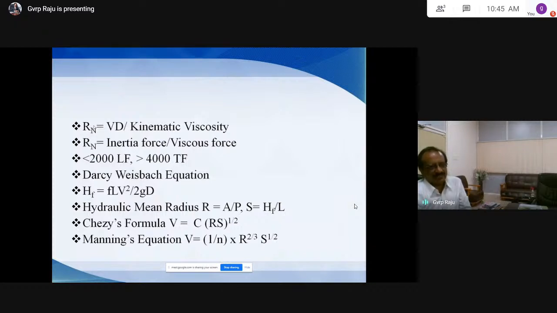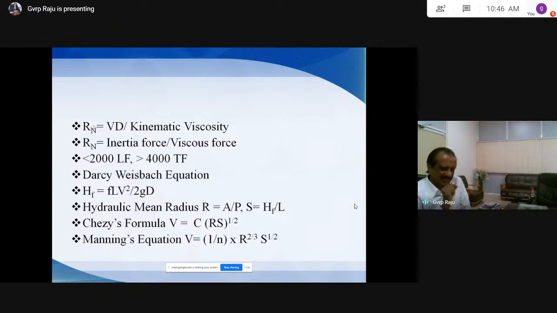So less than 2000 is laminar flow and more than 4000 is turbulent flow. Between 2000 to 4000 it is transition flow. When the Reynolds number is less than 2000 it is laminar flow, when it is more than 4000 we can say it is turbulent flow, and in between 2000 to 4000 it is a transition state. There is one famous word called critical velocity.